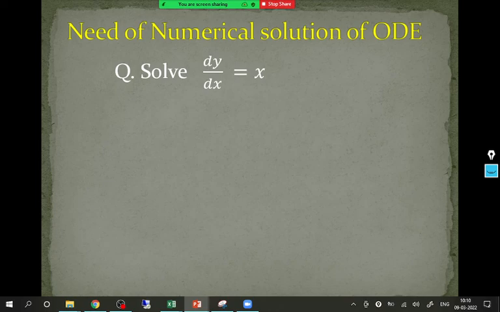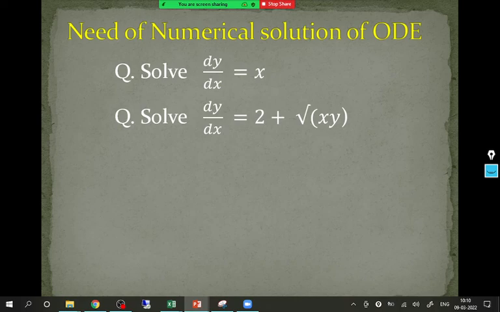Right now, we just have to integrate x, and we know the integration of x is x square by 2. But suppose we come across this situation, dy by dx equal to 2 plus square root of xy. Now, I'm not saying this is impossible to evaluate, but it is difficult to integrate. Because we cannot write it in variable separable form. Then we have to go for a few different methods, and we may get a solution there, but a direct or exact solution becomes difficult. So there is a need for this numerical method.